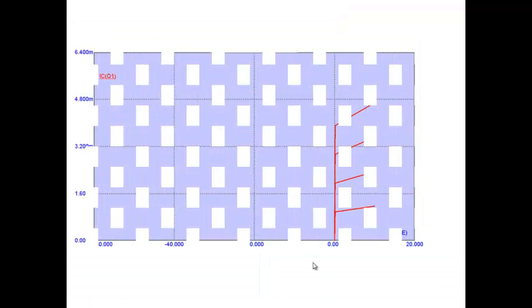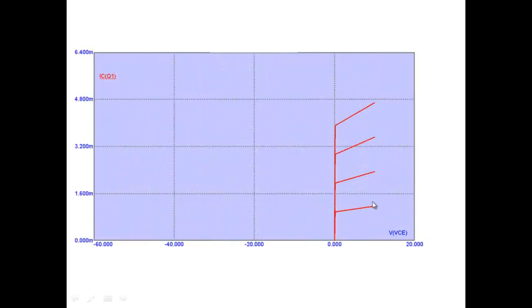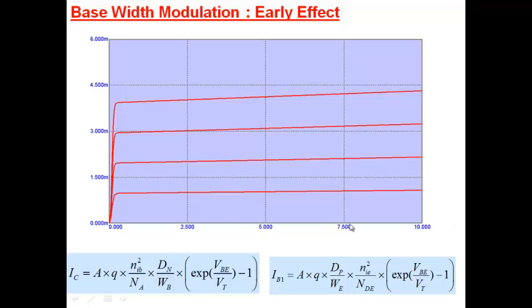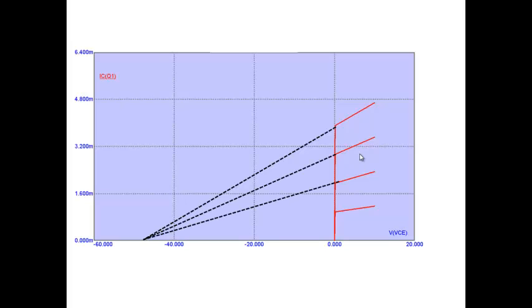This is the same graph here, but shown on a different scale. Earlier the scales were going from 0 to 10. Now if I show the same plot on a scale which is 0 to 20 here, and then on the other side going up to minus 60, you can see the slopes very prominently. And if we take each one of these graphs and extrapolate it here, all of them merge at one single point, which we know is the early voltage.